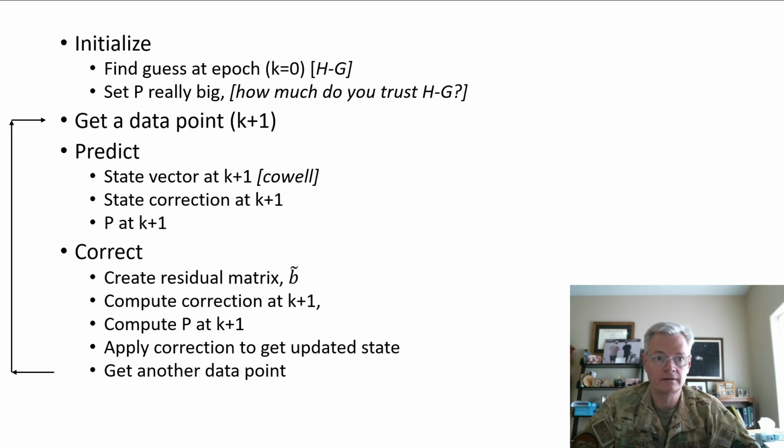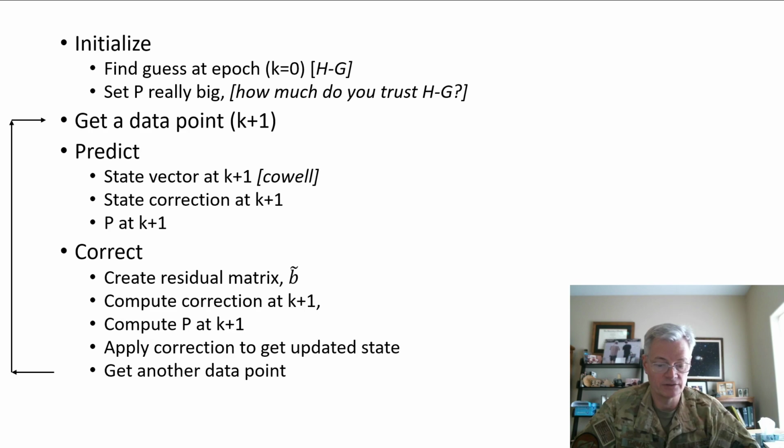We have this wild big guess of what it is at the Herrick-Gibbs epoch, and we just propagate that forward in time. So far we haven't used anything new. We've read in the observation, I guess, but the predictions are just based on the last step. Then we go into correct mode. We create our residual matrix, the B tilde, based off of our prediction and what we actually observed. We compute the correction. Okay, so now we're computing it.